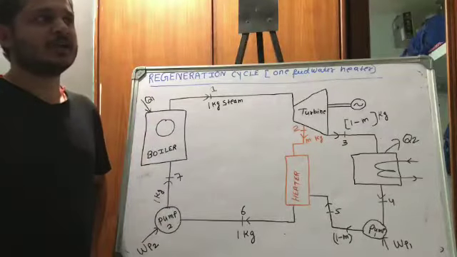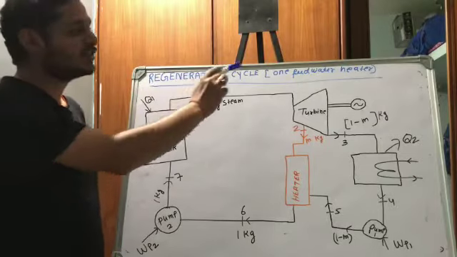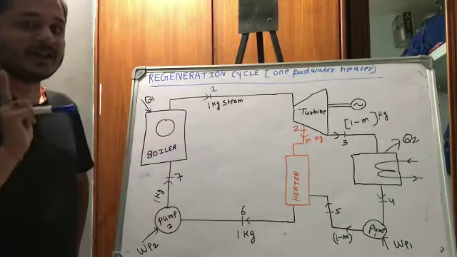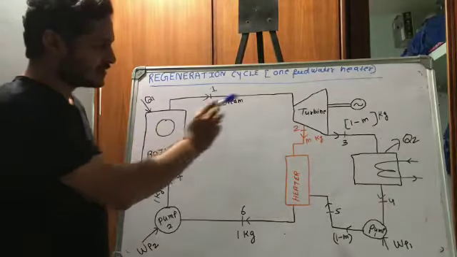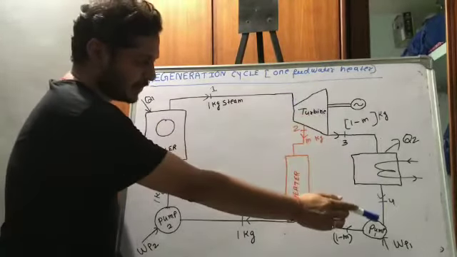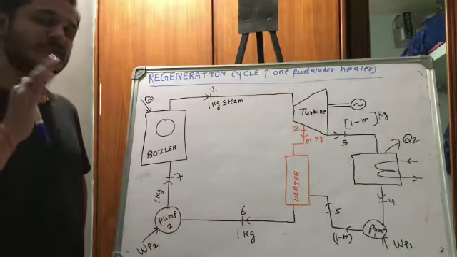Hello everyone. Today we are going to discuss the regeneration cycle with one feed water heater in the Rankine cycle. So boiler, turbine, condenser, pump and again boiler. This is the basic Rankine cycle which we are already studying.